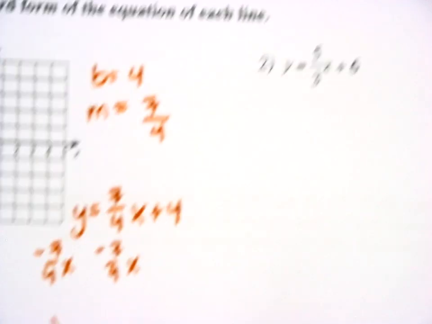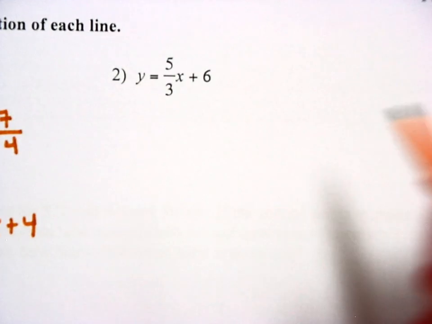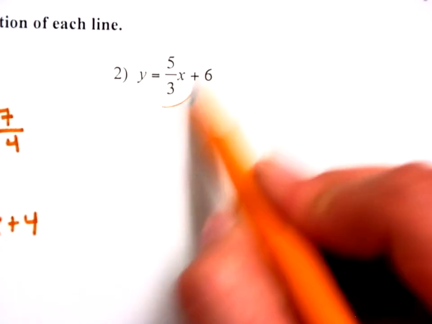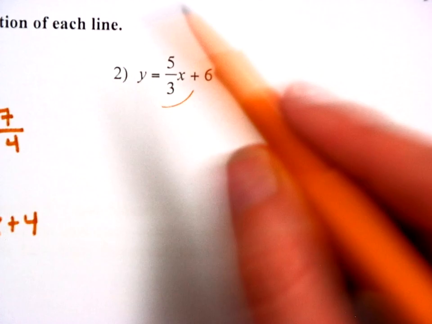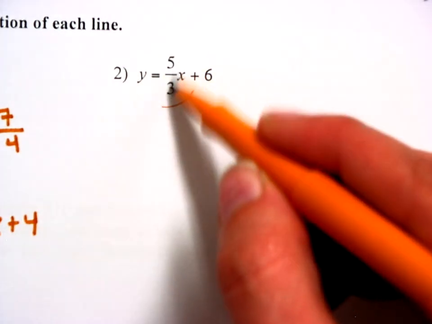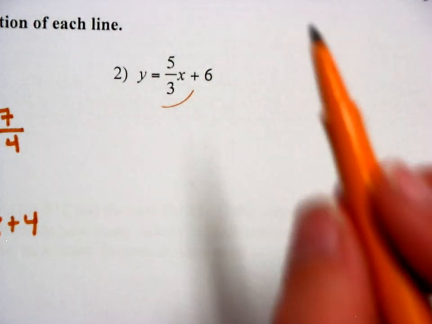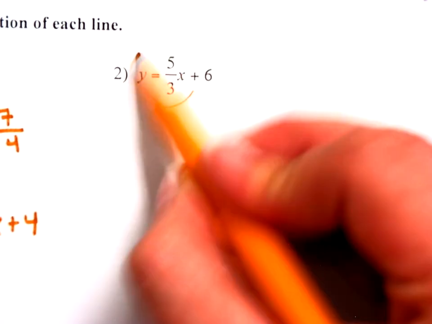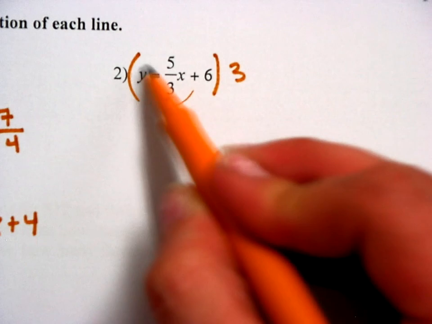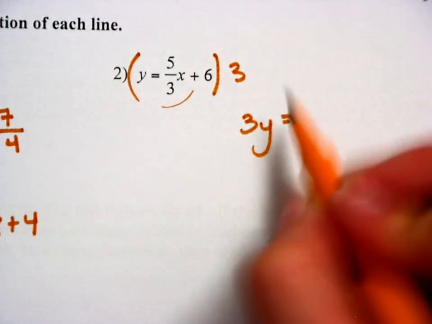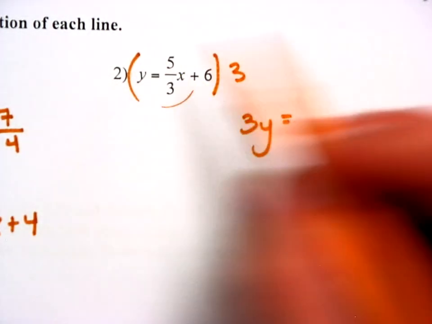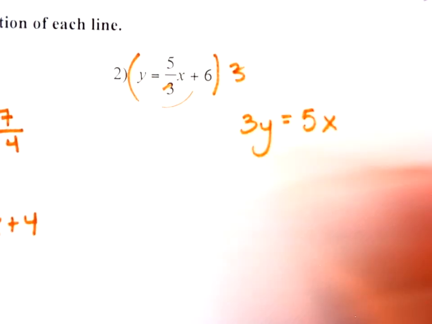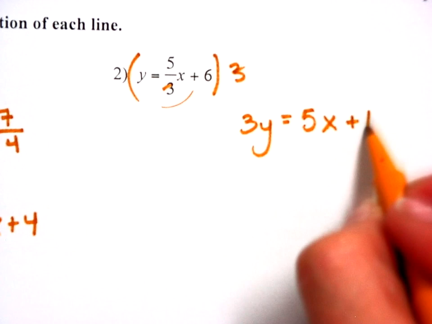Okay, next one. Now there's no graph. We're just starting with slope-intercept. So same thing as before. We need to get our x term to the left side of the equation, and I don't want any coefficients that are fractions like this 5/3. So I'm going to show you another way to do it. This time I'm going to multiply everything by 3 first. So I'm going to multiply y by 3, that gives me 3y. I'm going to multiply 5/3 x by 3, so the 3 and the 3 cancel and that's just going to give me 5x, and 6 times 3 is going to give me 18.